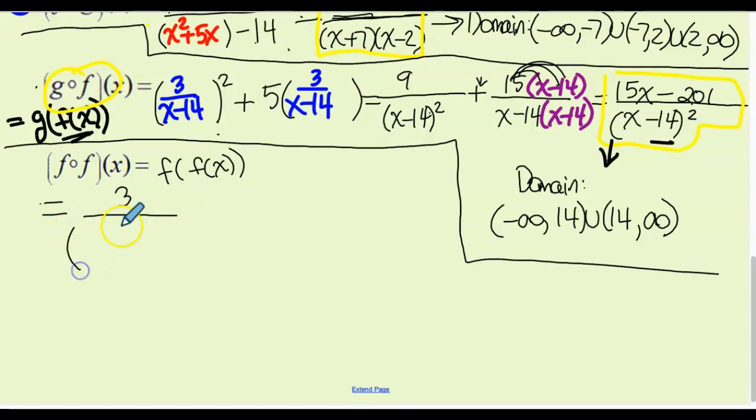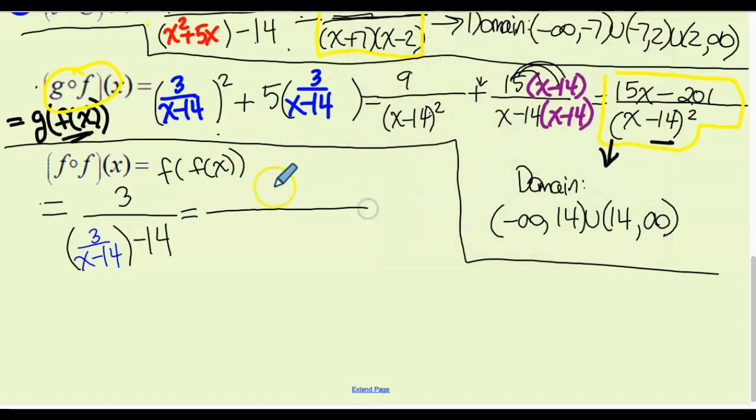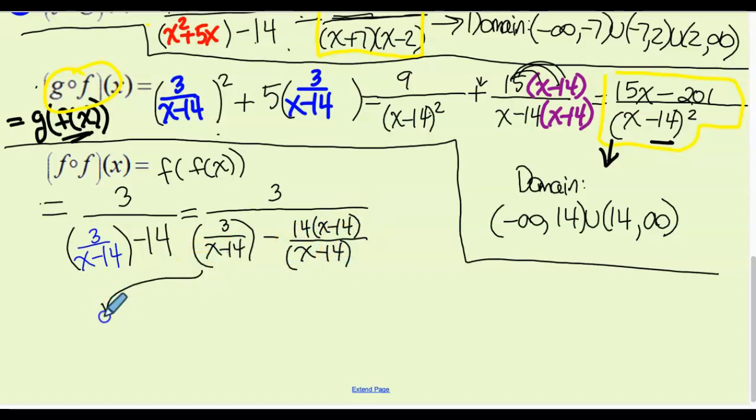So f function, but don't put anything in it. 3 over blank minus 14. But in that blank, you're going to put f itself, 3 over x minus 14. So f of x goes inside of itself, and then you do 3 over. Now, on the bottom, we do have a fraction situation that needs to get added together. So 14 needs a common denominator on the bottom that is x minus 14. It's going to look like that. And then we will have 3 on top.